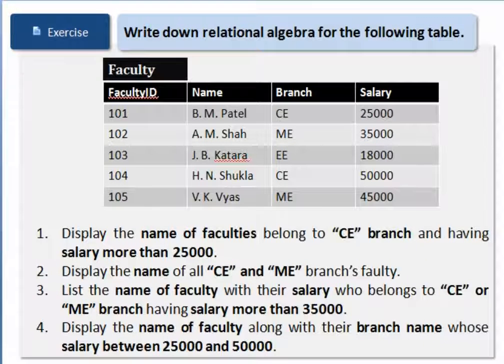Here you have another exercise. Okay, write down the relational algebra for the following table. The table is now faculty, and here faculty ID, name, branch and salary are there, and you have to do these 4 queries yourself. Remember one thing, these are your assignment queries. Okay, so wherever you find any exercise, you have to write it down in your full scape as an assignment.